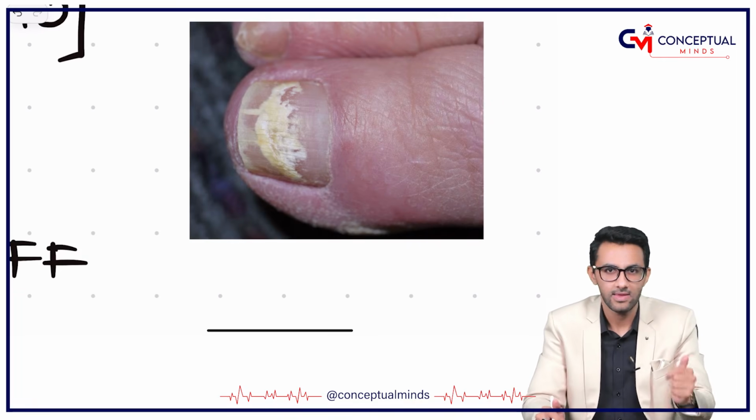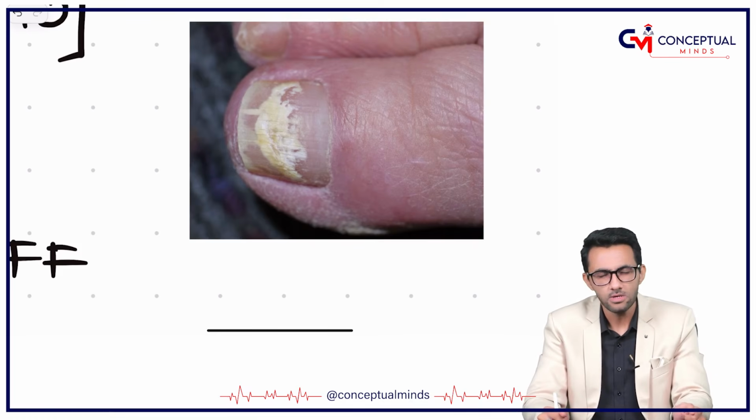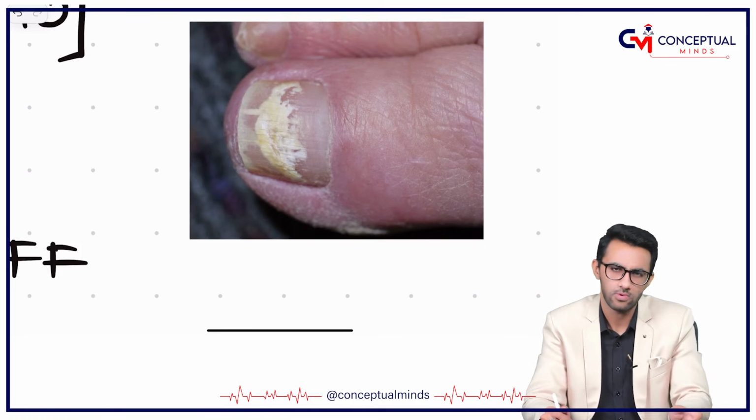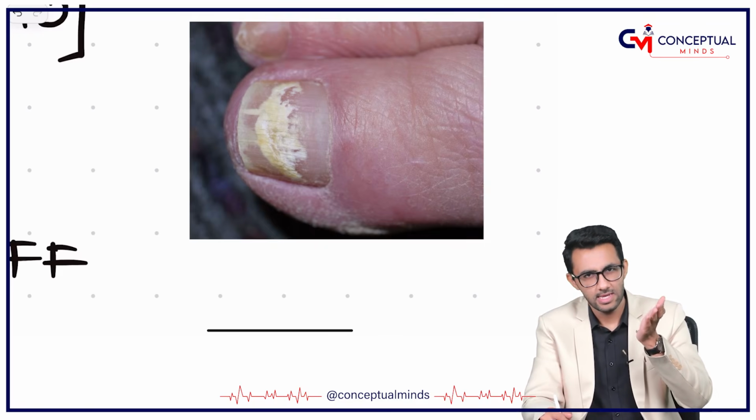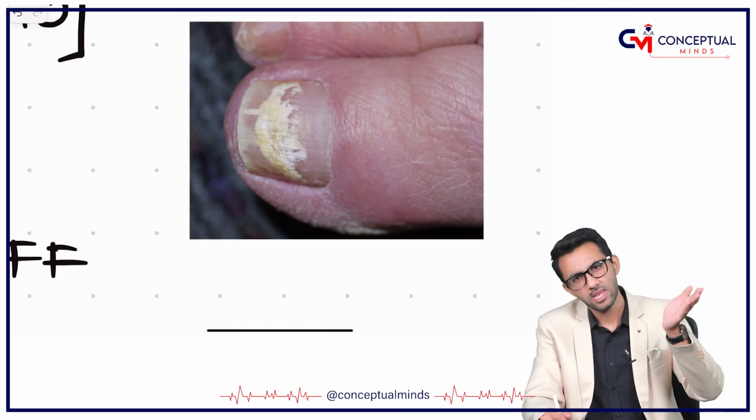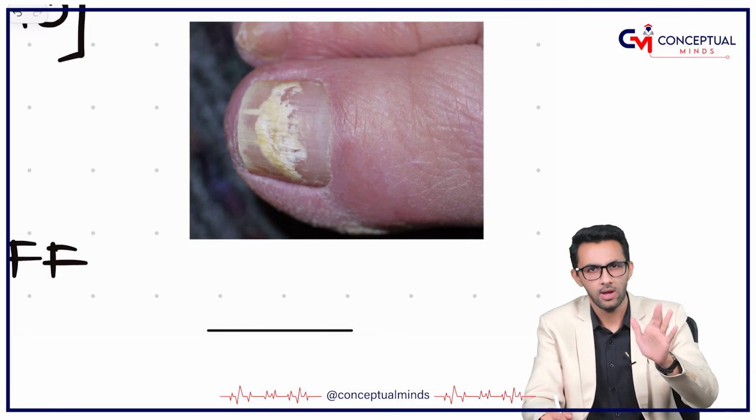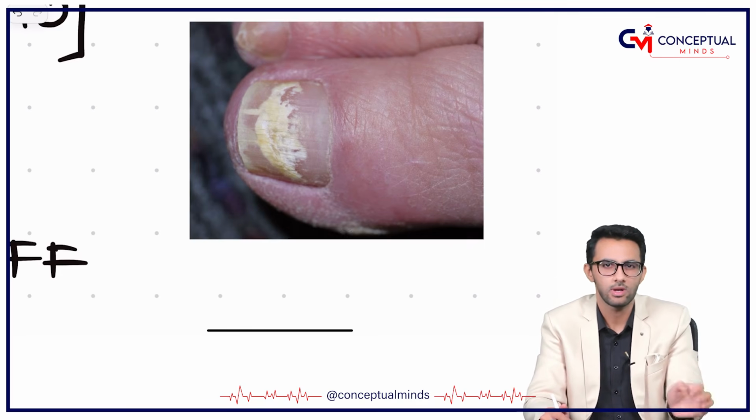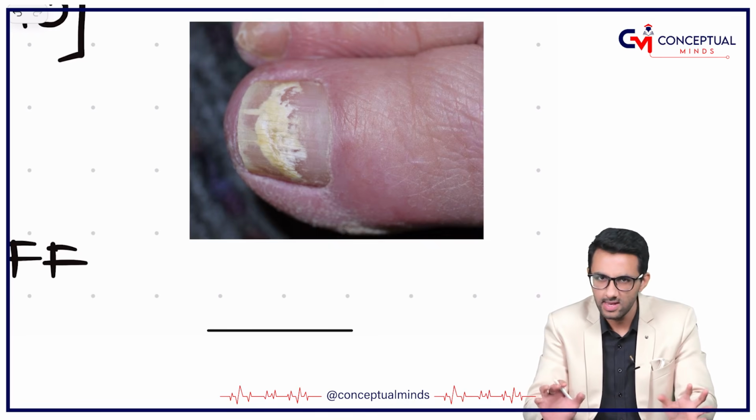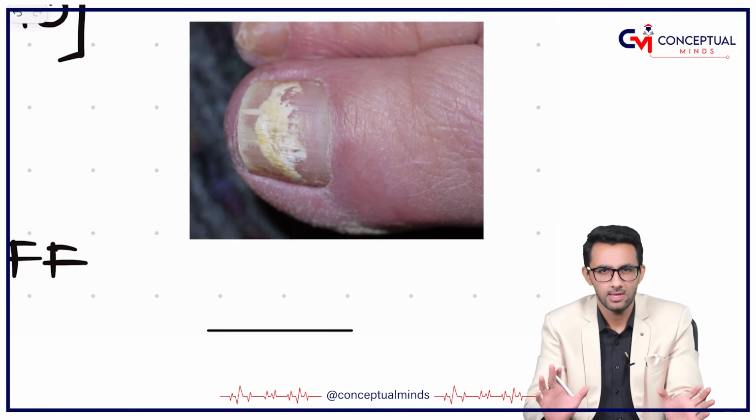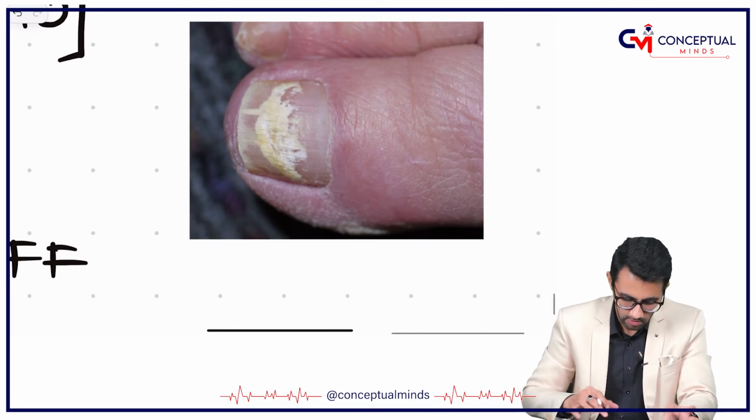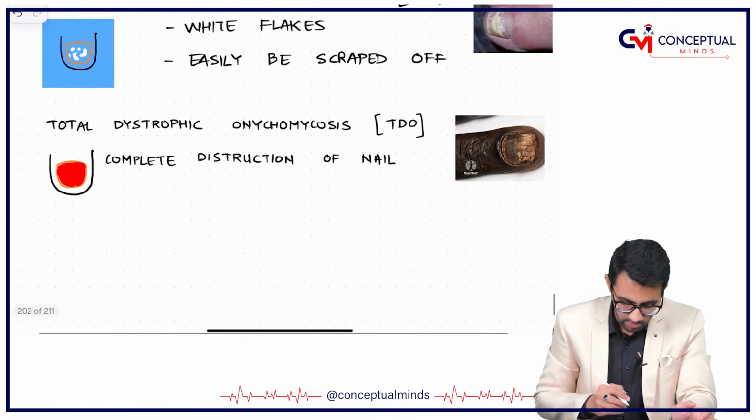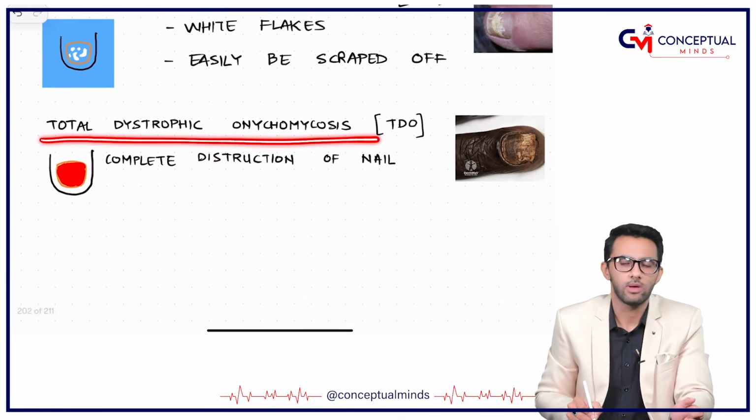Even in the mouth, when we were reading it, what were the two lesions which had similar features? Oral leukoplakia, yes. In that, could the lesions be easily scraped off or not? Not, right? In oral candidiasis we could do that, but not in oral leukoplakia. We read about the whole thing; it's just an association, so I thought of mentioning it here. Okay, fine. We go on to the next topic, that is the TDO, total dystrophic onychomycosis.